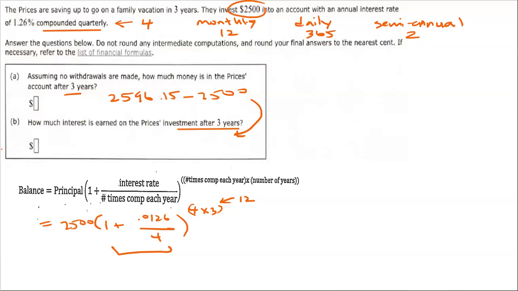Okay. So we get $96.15. So that's how much money has accrued through compound interest during that time.